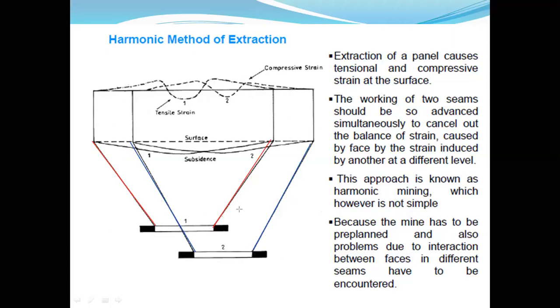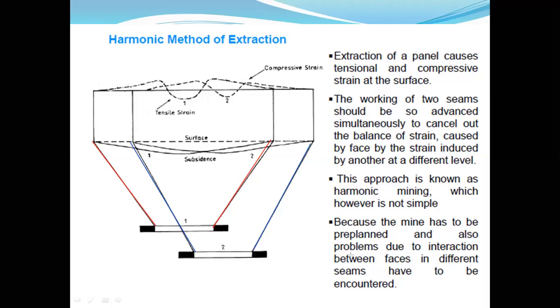So in practicality, it is not that simple, but conceptually there is a method using which you can minimize the amount of subsidence on the surface. This is a very important method, not only from the understanding point of view, but also from the entrance point of view. Most entrance examinations ask: which method of mining is used to minimize the amount of subsidence on the surface? That is the harmonic mining method.